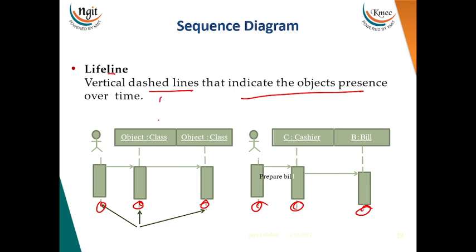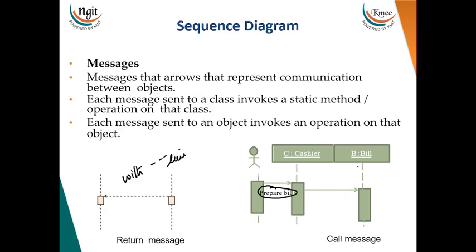This is a method, and this is an example. If you go to the cashier, you are going to prepare the bill. So in that cashier, we start to prepare the bill. Then we are going to pay the bill. A message, shown through an arrow, represents communication between the objects, how they are going to communicate. For the cashier, what are you going to do? Preparing a bill. This is how it goes.